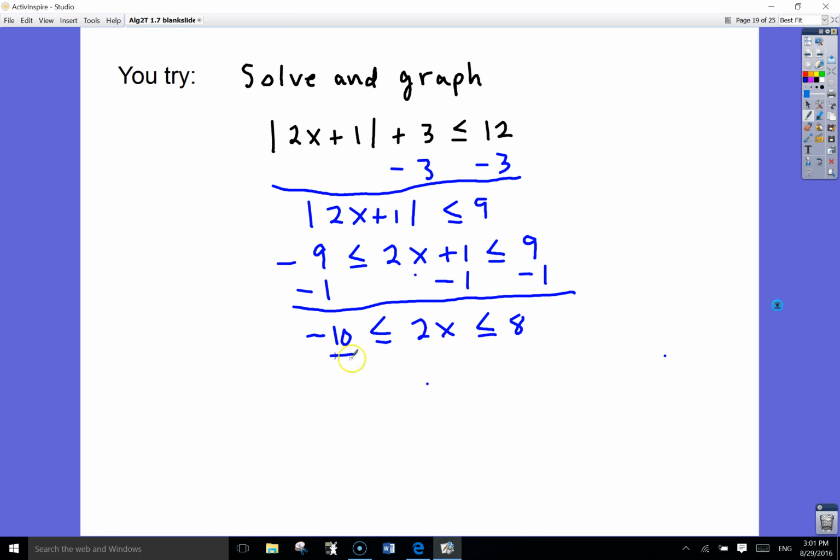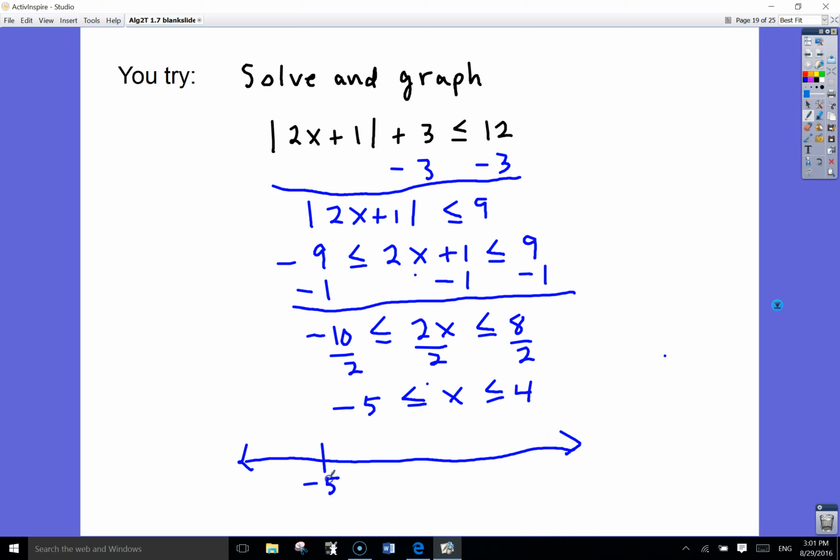Divide by 2. Now we have -5 is less than or equal to x is less than or equal to 4. And if we graphed it, we would have negative 5 on the left, 4 on the right. Because both of these are or equal to, we need closed circles. And the shading, x is clearly in between negative 5 and 4.